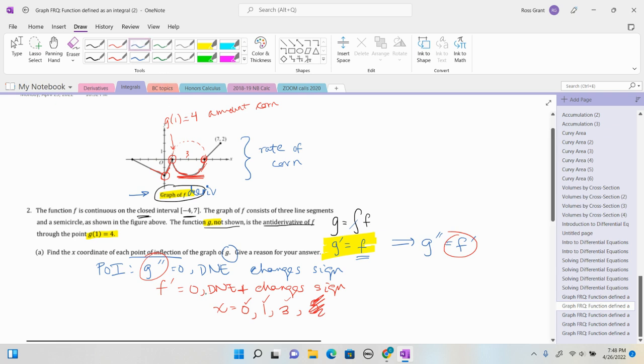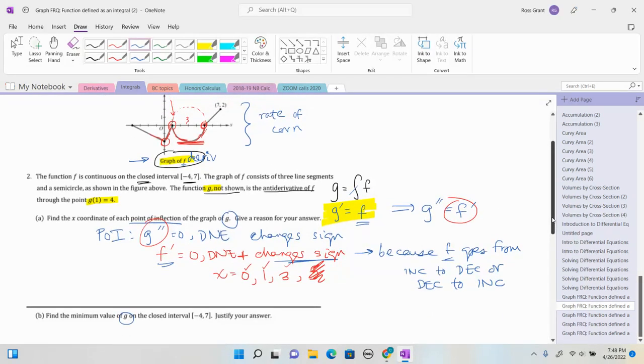So f prime is 0 or DNE and changes sign. And that should do it. Now, the fact that f prime changes sign, I said this in the last video, we really should relate it back to f. And I would just add on because f goes from increasing to decreasing or decreasing to increasing. Always related to what they give you. They give you f, so you're doing this whole connection here. Talk about f in the end. Okay, that's the safest way to ensure that you get the points that you earn.